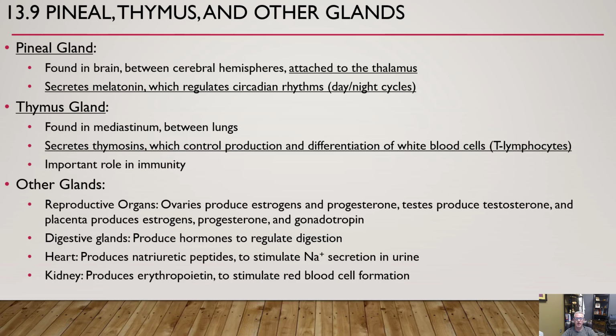And other glands in our reproductive organs, the ovaries produce estrogen, progesterone, testes produce testosterone, our digestive glands, our heart, and our kidneys. We'll talk about the natriuretic peptides when we talk about the cardiovascular system. We've already talked about erythropoietin to stimulate red blood cell formation.